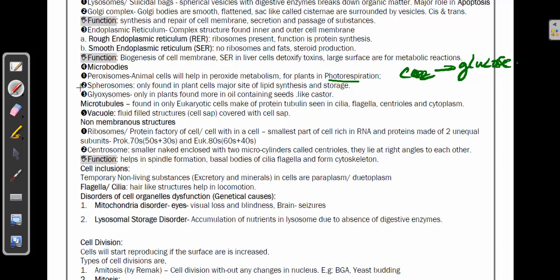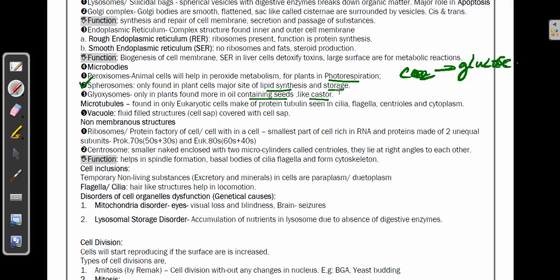And next are the spherosomes. Spherosomes are also a site in plant cells. Majorly, they help in lipid synthesis and storage. And then we have glycosomes as well, which are almost similar structures. They're mostly found in oil-containing seeds like castor.